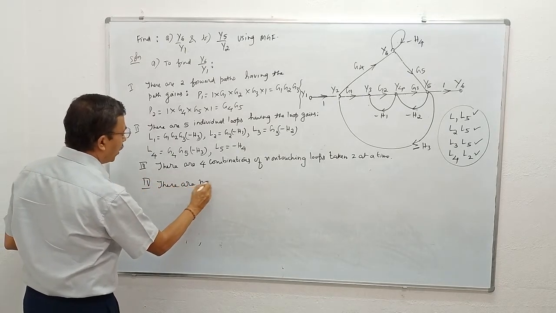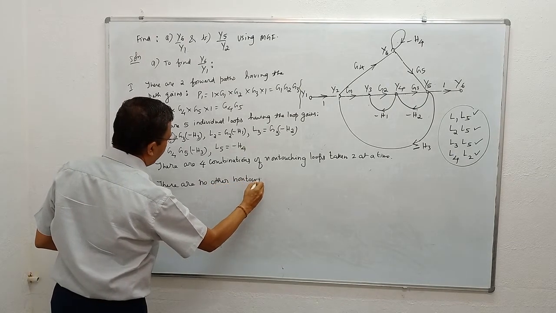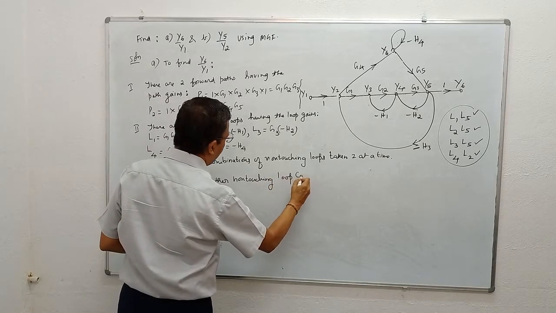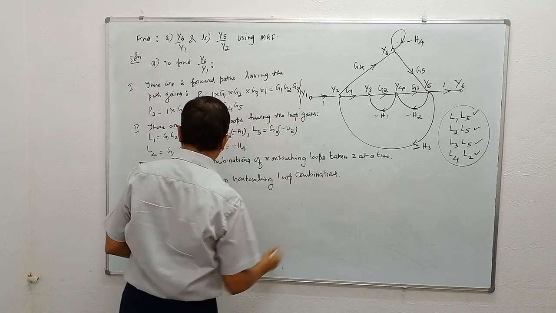There are no other non-touching loop combinations, like 3 non-touching, 4 non-touching, 5 non-touching, etc.